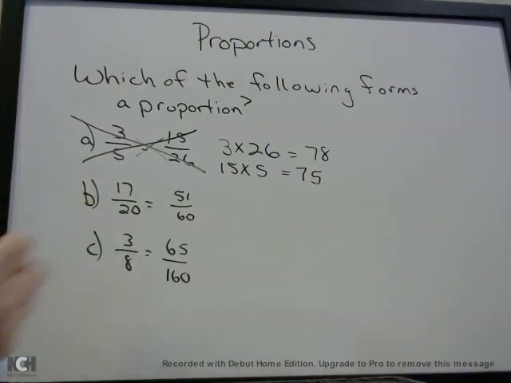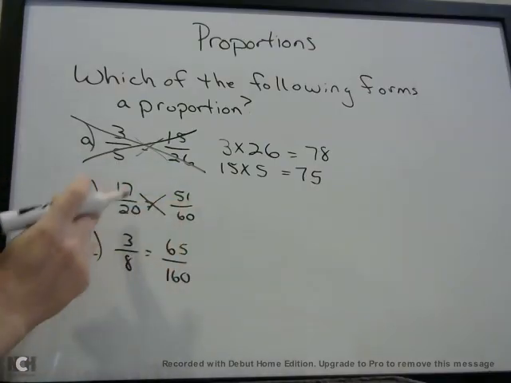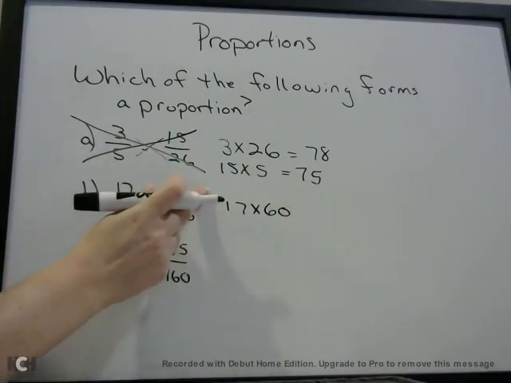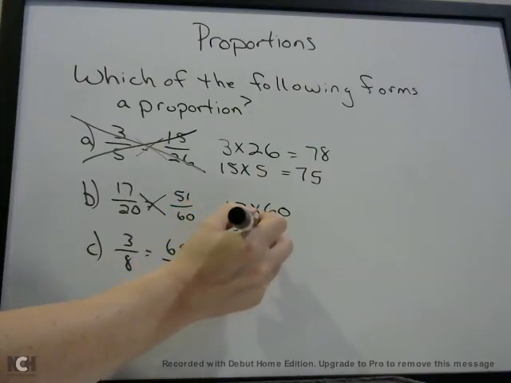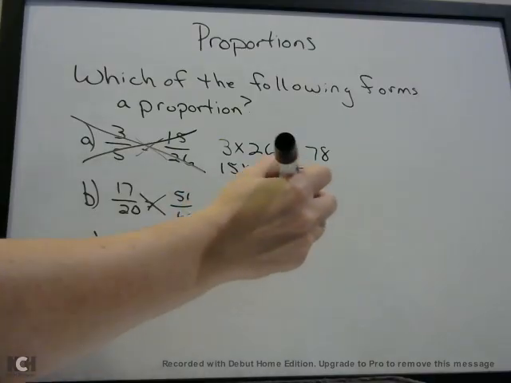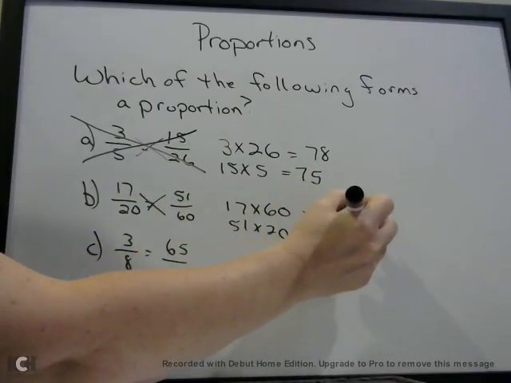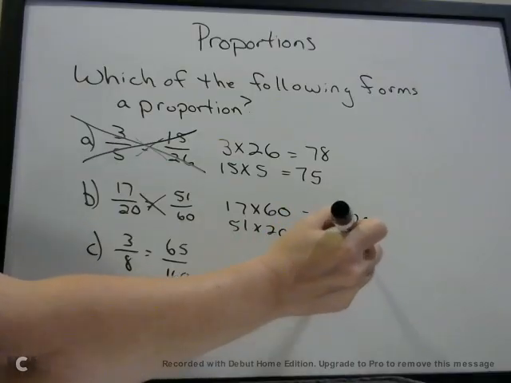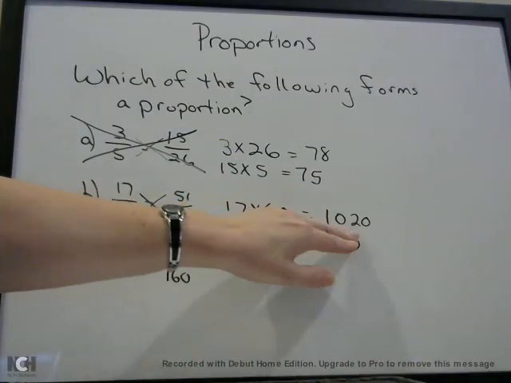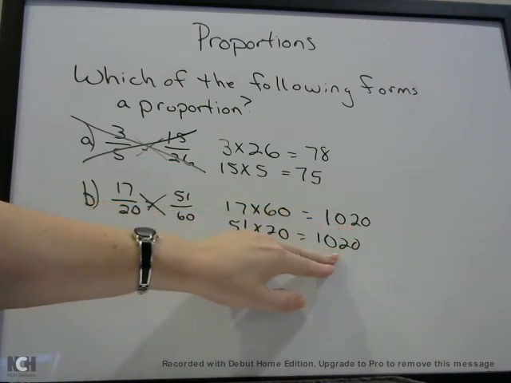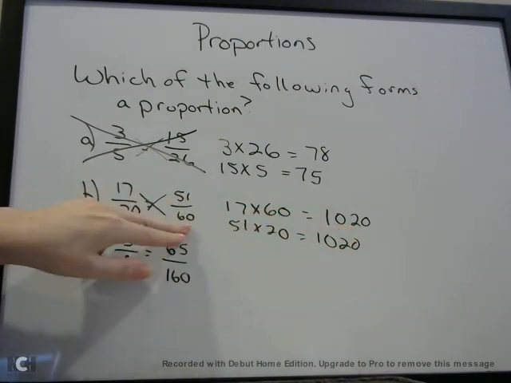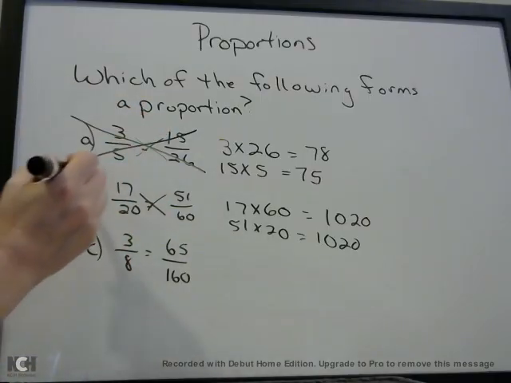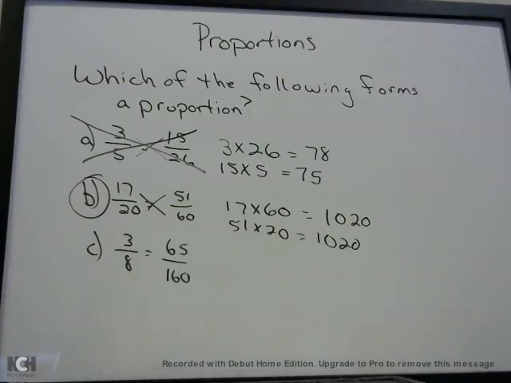Is B the right answer? Again, we're going to do it by cross multiplication. 17 times 60 and 51 times 20. Well, 17 times 60 is 1020. 51 times 20 is 1020. So these two numbers are the same. We've got 1020 and 1020. Therefore, these two fractions are the same, and therefore they are equal, and therefore they form a proportion. So this is the right answer.